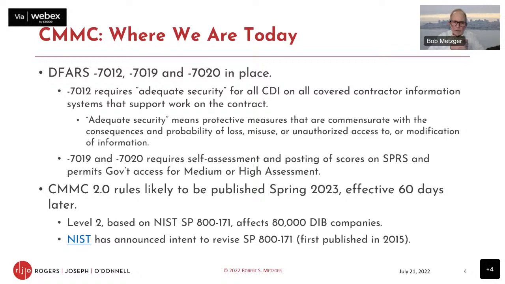So, we all know that CMMC 2.0 is in process. We all need to remember that there are 3 critical regulations that remain in place and in force. 7012, of course, is the basic safeguarding rule. That's the one that requires adequate security for all CDI on all covered contractor information systems. Well, you notice just that simple description focuses on premises systems.